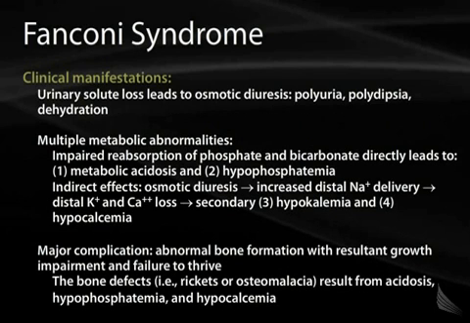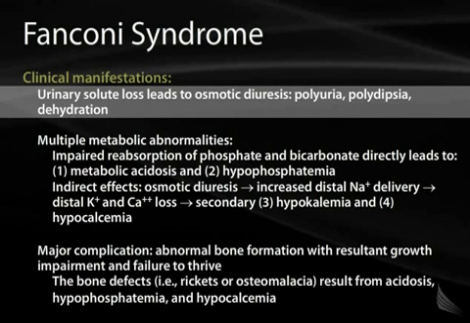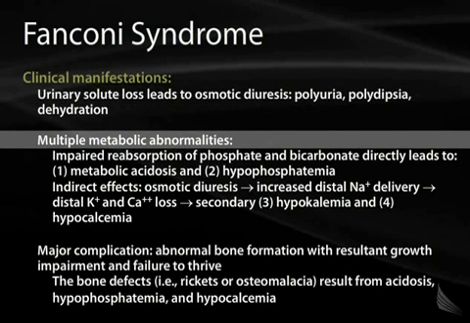The generalized proximal tubular dysfunction leads to impaired sodium reabsorption as well. This manifests as urinary solute loss, which leads to osmotic diuresis. Initially, the symptoms will be polyuria, polydipsia, and volume depletion from the impaired ability to reabsorb. There are also multiple metabolic abnormalities that can be easily observed with a basic serum chemistry panel.